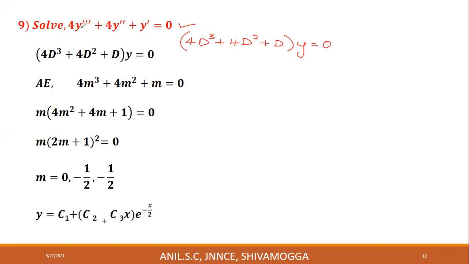4 into y triple dash is d cube, plus 4 into y double dash is d square, and y dash is d, equal to 0. And its auxiliary equation is 4m cube plus 4m square plus m equal to 0. This is the auxiliary equation and clearly this is a cubic equation. We have to find 3 roots of this equation. Here m is common in all the 3 terms. You take m as common factor. As m comes outside, what we get within the brackets is 4m square plus 4m plus 1 equal to 0.